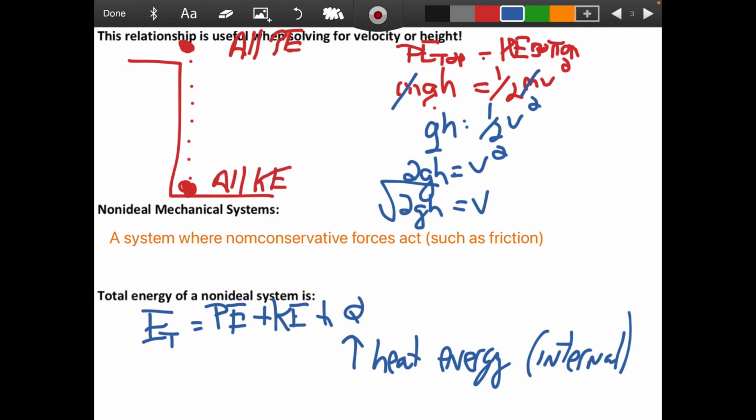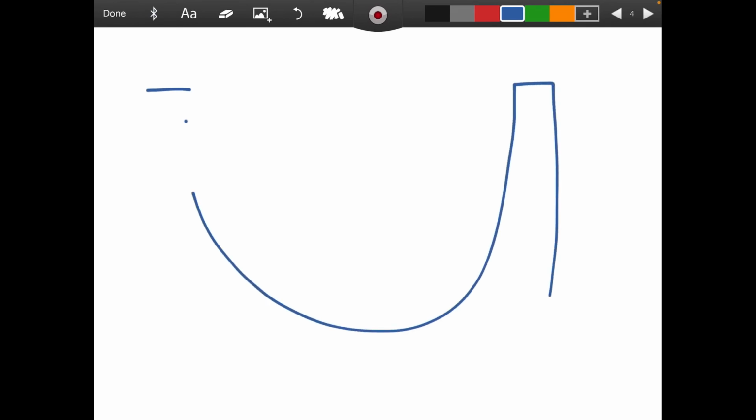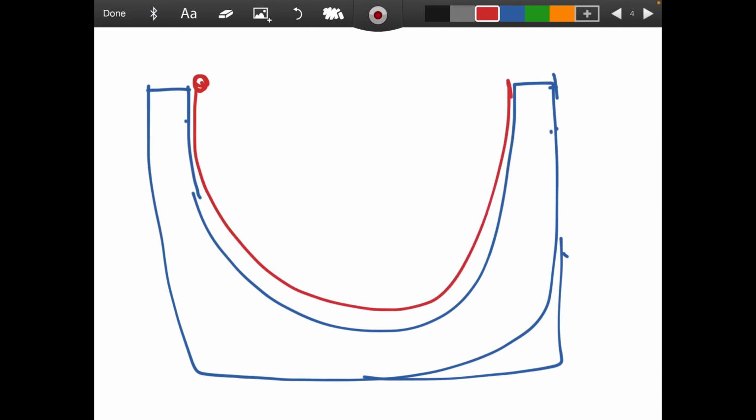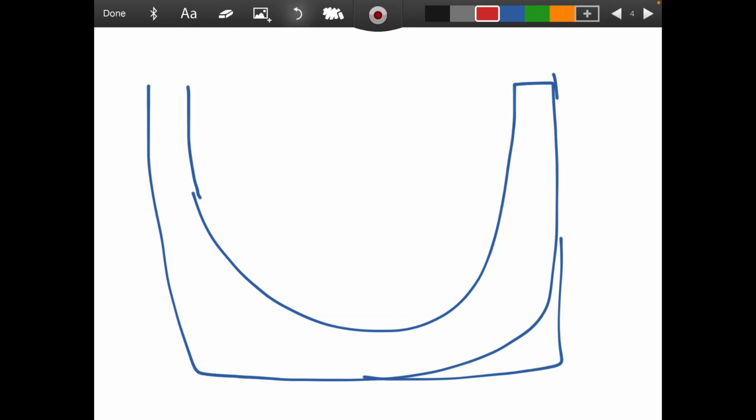If we take this a step further, I'm not going to attempt to draw a skateboarder, but let's say we have a half pipe, right? This skateboard ramp. If this were a frictionless system, this skateboarder would go up and down, and they would always get to that maximum height. Now, if there were friction here, and they were dropped from rest, they would not reach that maximum height.